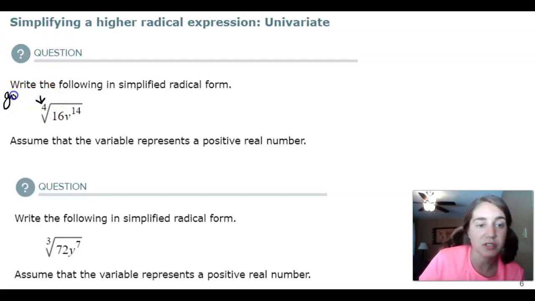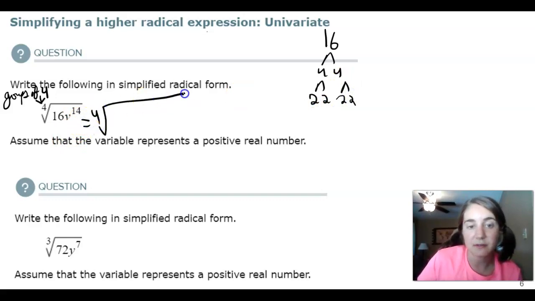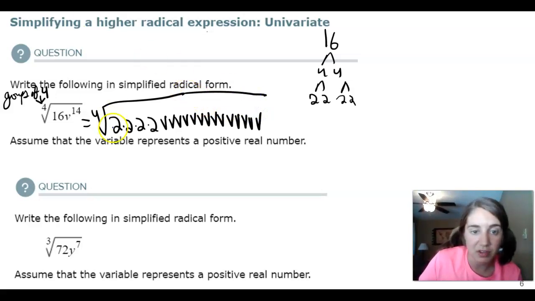So this is groups of 4. I'm going to take 16 and break that down. So this is the same as 2, 2, 2, 2. I think I did that correctly. Now I'm grouping everything by 4's.